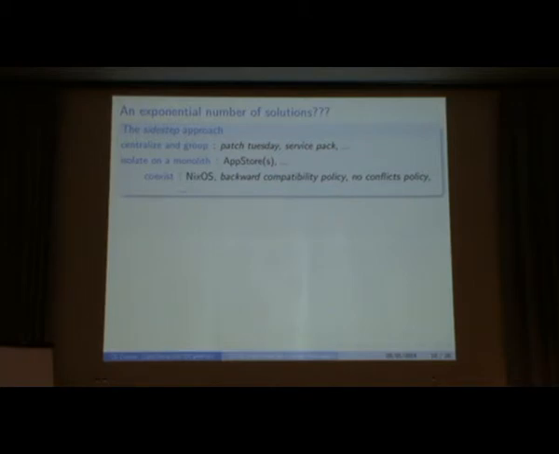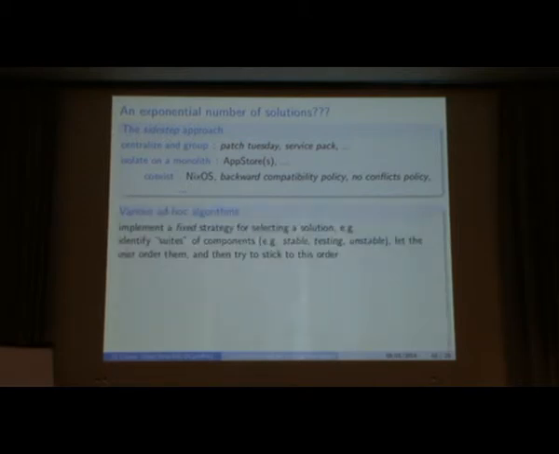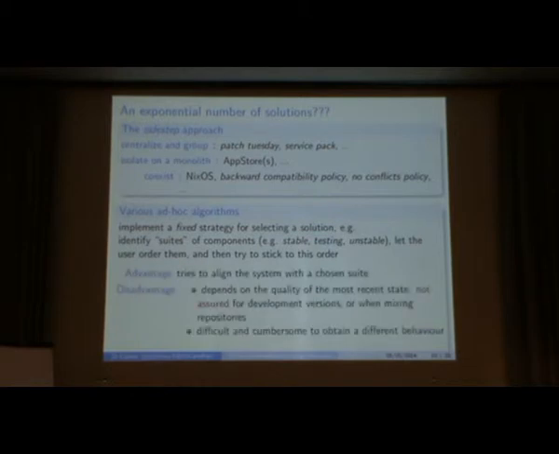You can try to avoid dependencies, like what is done in the App Store. You can try to make many different versions of the system coexist. That's an approach you find in Coexist, for example. But if you try to handle the problem directly, you face it. Most of the package managers around use a standard strategy, which is just to code a particular ad hoc strategy and algorithm that, for example, identifies some suites of components, and then when you try to install something, it finds a solution that tries to stick to this particular order, which is not necessarily a good idea.